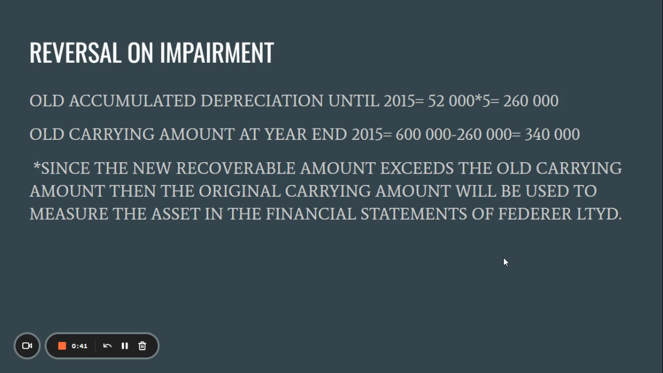We get this amount by calculating the accumulated depreciation from the old depreciation policy, which is 52,000 times the 5 years, which is 260,000. Thus, you take your 600,000 cost minus 260,000 and it gives you 340,000. This means that the new recoverable amount is above the 340,000. Thus, the 340,000 will be used as the new carrying amount.